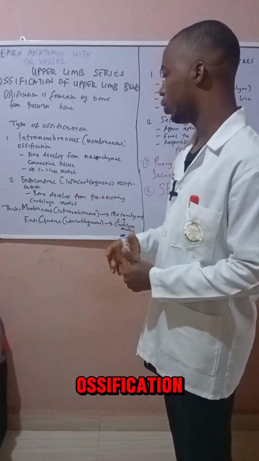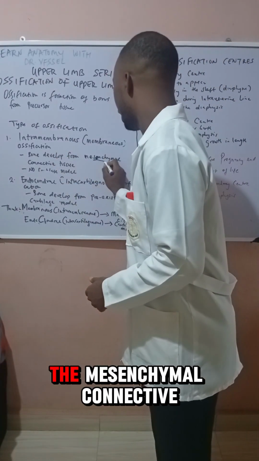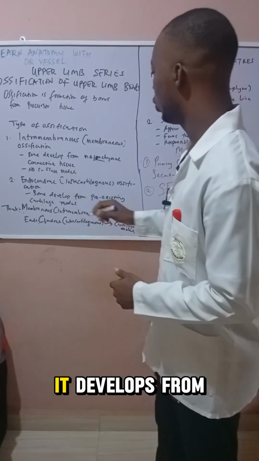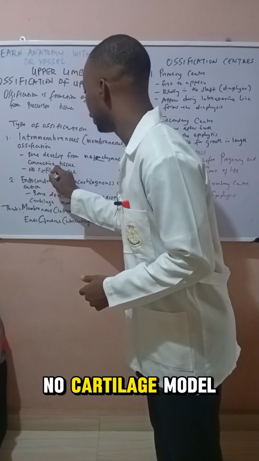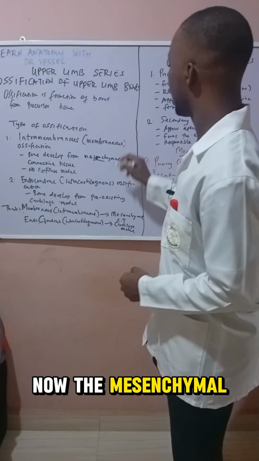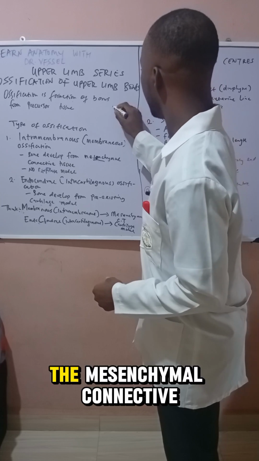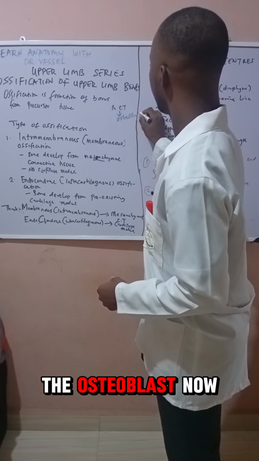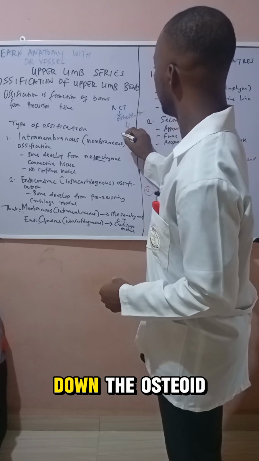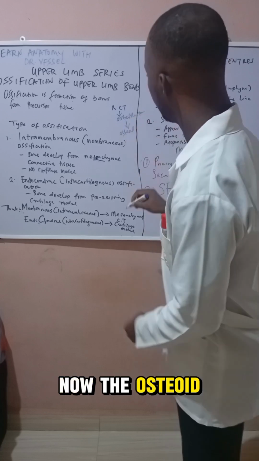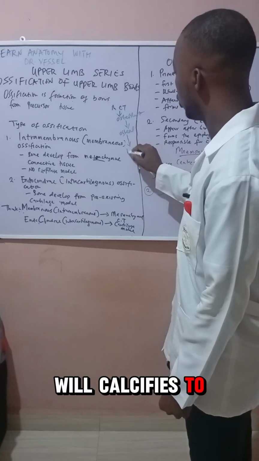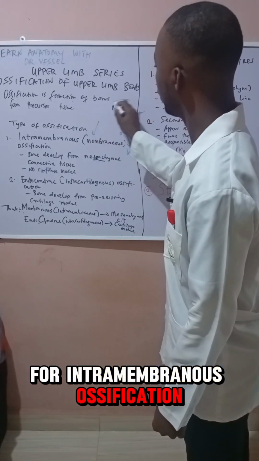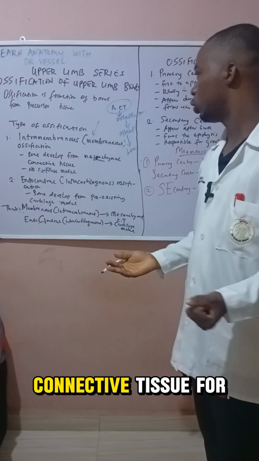Now, intramembranous ossification develops from the mesenchymal connective tissue, and there is no cartilage model. Now, the mesenchymal connective tissue forms the osteoblast. Now, the osteoblast lay down the osteoid. Now, the osteoid will calcify to form the bone. So, the precursor tissue for intramembranous ossification is mesenchymal connective tissue.